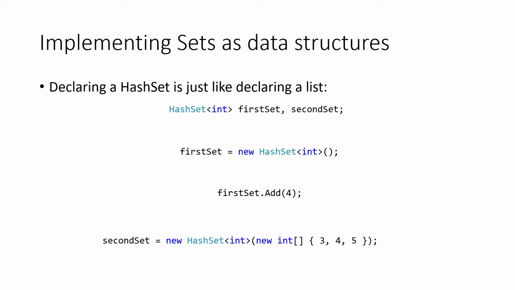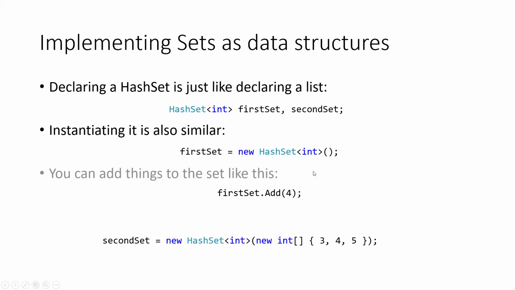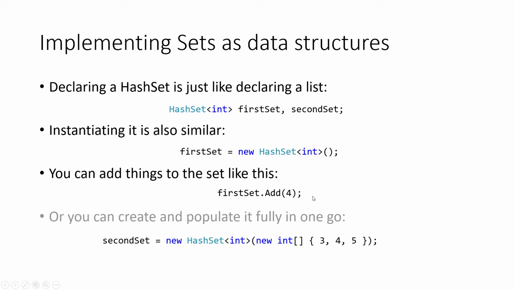So declaring a hash set is just like declaring a list in C#. You say hash set, and then put in angle brackets the type of object you're making a set of. So I'm going to make 2 sets here, first set and second set. Instantiating it, we're going to say first set equals new hash set, just an empty set. We can then add things to the set. You say add a number. Or you can populate it in one go, same as you can with lists and arrays and other things. You can fire a new array straight in there. We've got a set containing 3, 4, and 5.